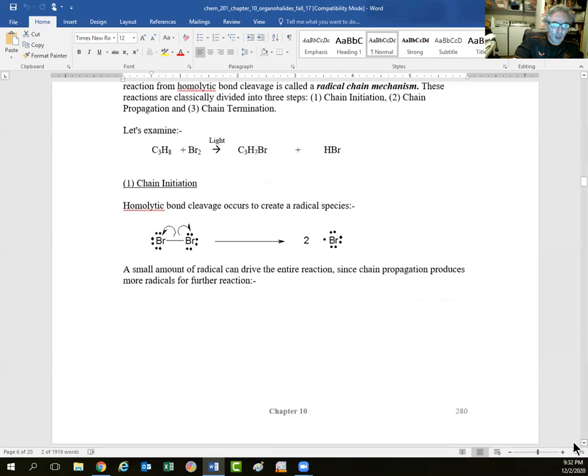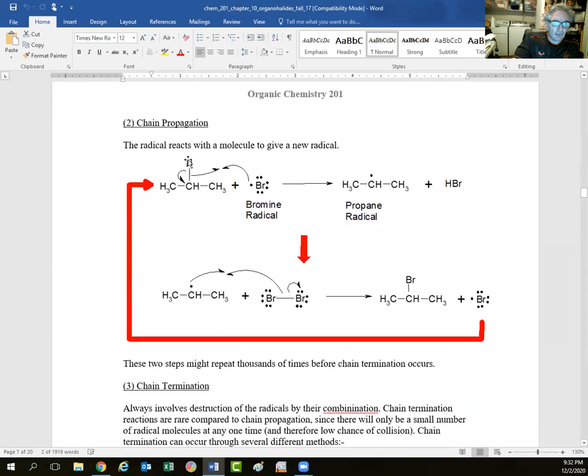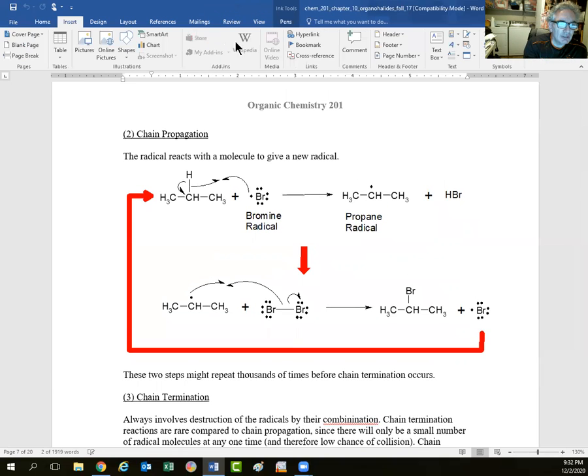We only need a small amount of the radical to be produced, because you can see from the propagation step, the second part of the reaction, by the end of the 2-step process, we produce more radical. And that radical can be put back in to react with more of the starting material. So it starts with one of the more substituted carbon atoms, as we said.